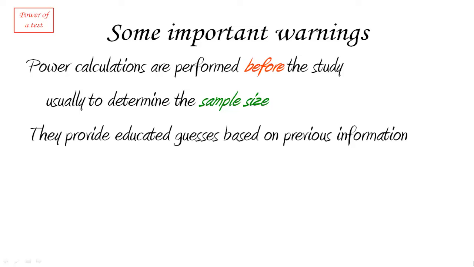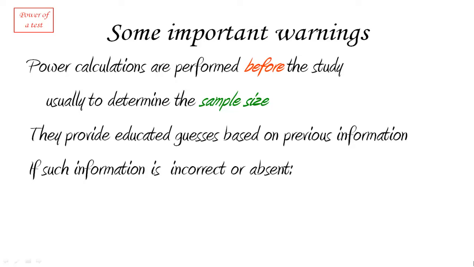Right? So that creates a little bit of a problem, because if such information is incorrect, or even worse, is absent, then what can happen? Well, then what we're getting is not really educated guesses, but pure guesses, and quite often they can be wrong. Okay, so asking for the power of a test without knowing any information at all, any piece of statistics or data or any kind of quantitative information coming from previous studies can be very, very dangerous.